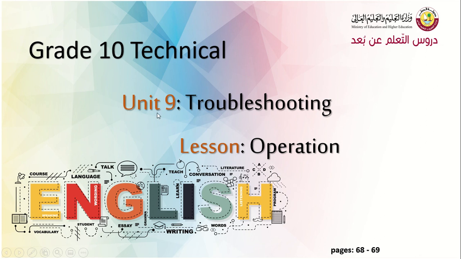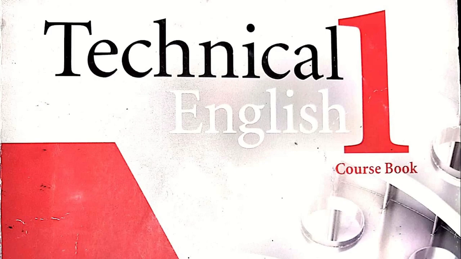Today we're going to start Unit 9. The title of the unit is Troubleshooting, and our lesson today is Operation, the first lesson. And of course, you need to go to the Technical English 1 course book, page 68.